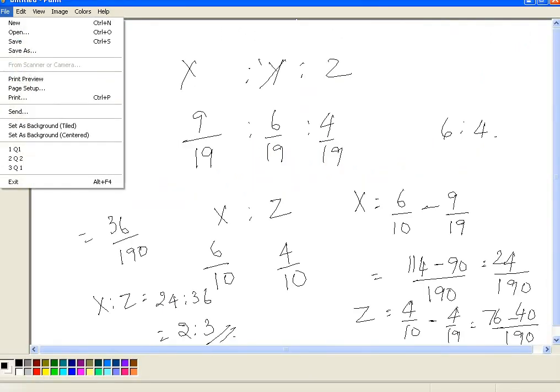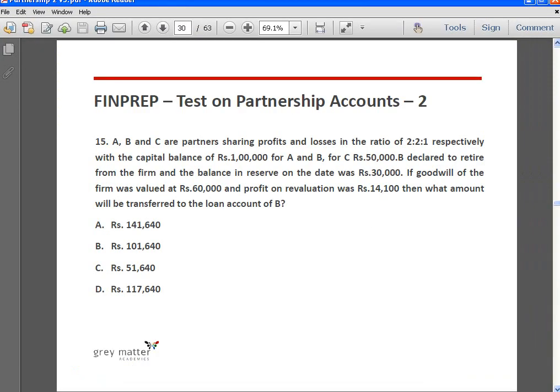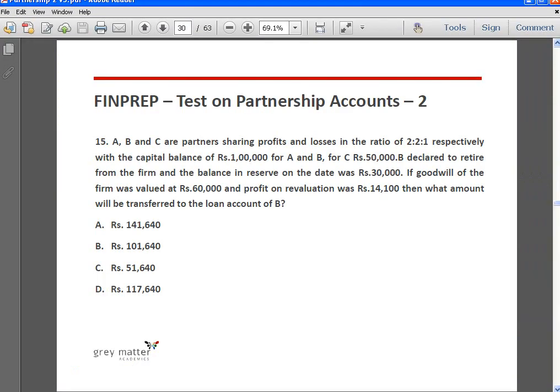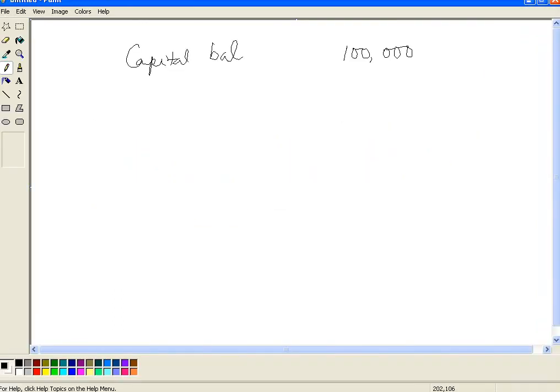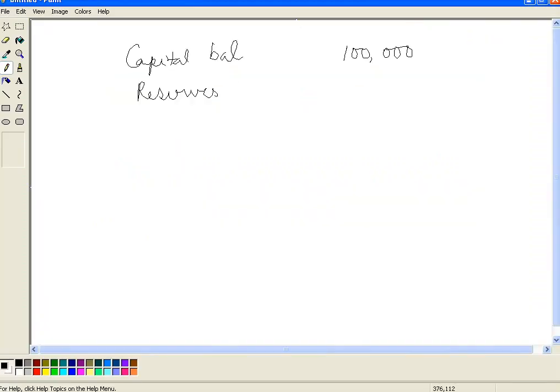Okay, so here they want us to calculate what is the amount that is to be paid to B as his settlement. So he has to be first of all paid his capital balance. Okay, capital balance is 1 lakh. Next, he has to be paid his share in the reserves. Reserves appearing in the balance sheet is how much? It is appearing at 30,000 and B's share is 2 by 5. 2 by 5 of 30, which is 12,000 rupees.